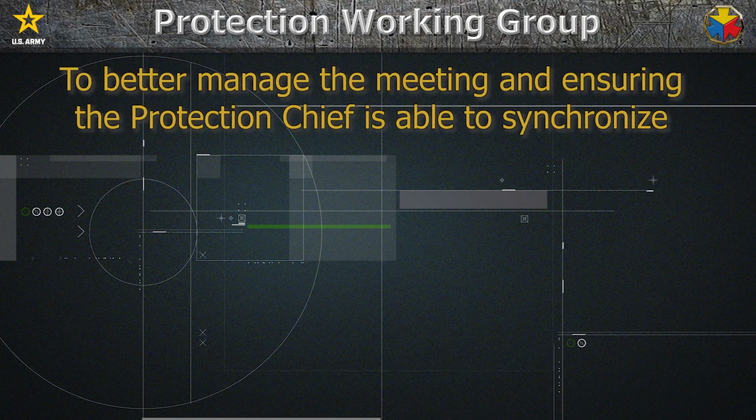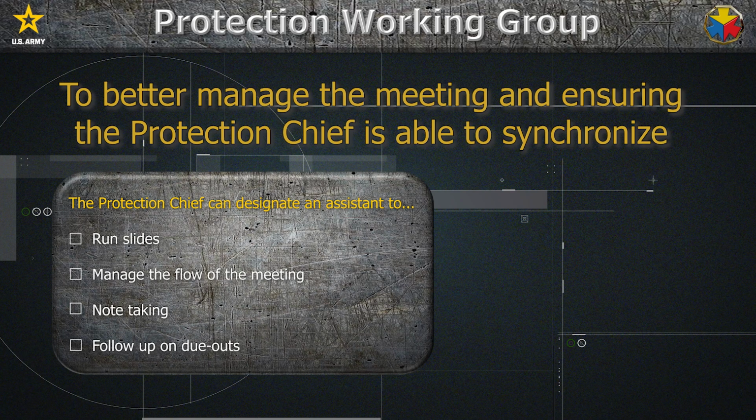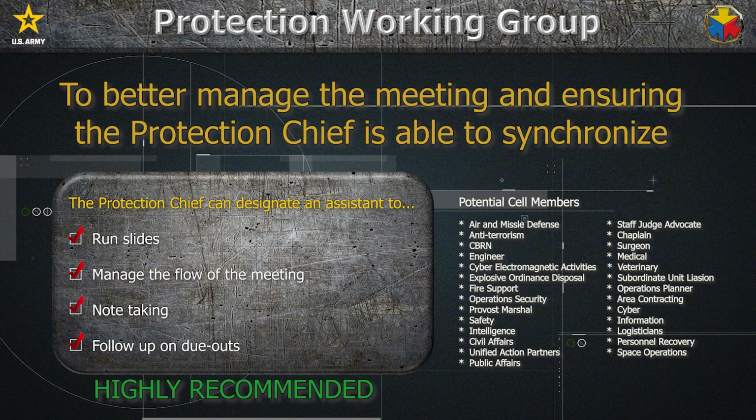To better manage the meeting and ensuring the protection chief is able to synchronize, the protection chief can designate an assistant to run slides, manage the flow of the meeting, note-taking, and follow up on do-outs. This is highly recommended. Here are some potential protection working group cell members.